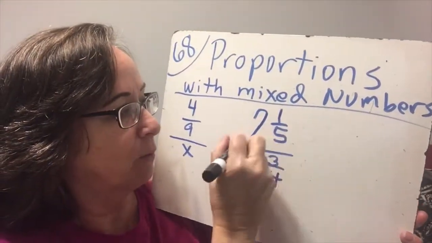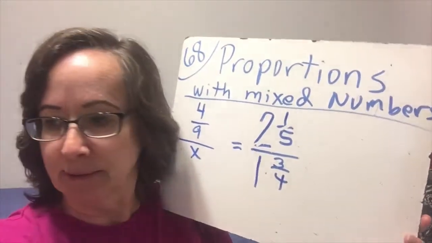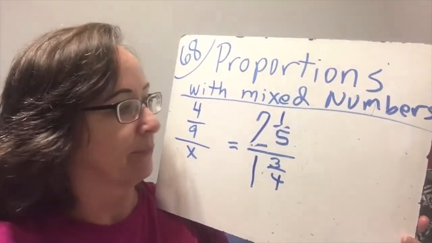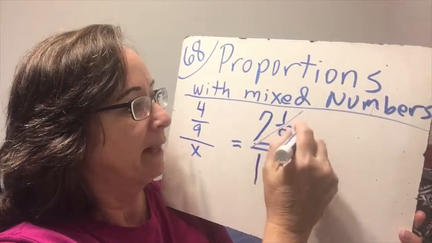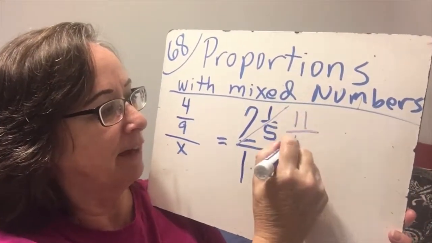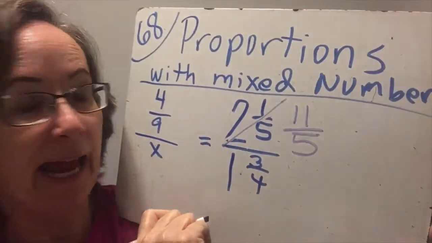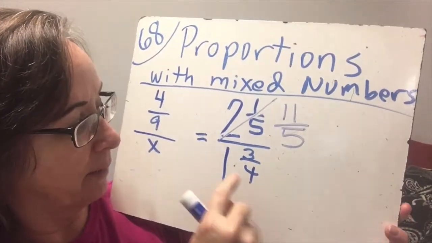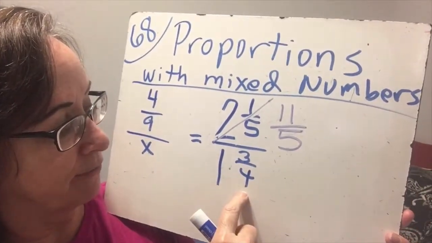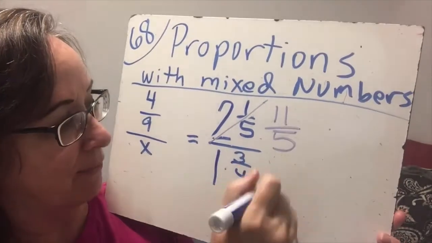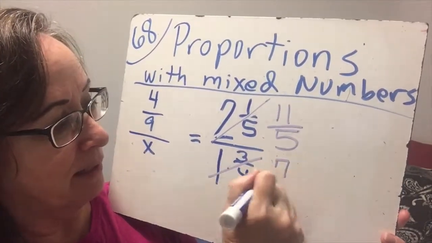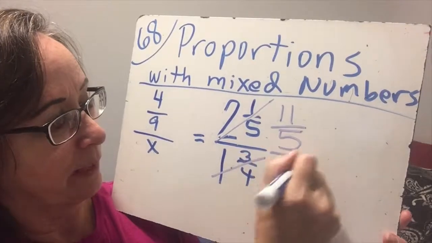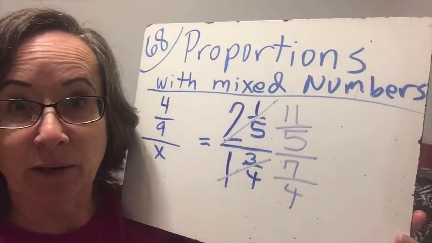So instead of 2 1/5, we will make that 11/5, okay? And then instead of 1 3/4, we'll make that 1 times 4 is 4 plus 3 is 7. So we'll make that 7/4. Okay, and then we will cross multiply.